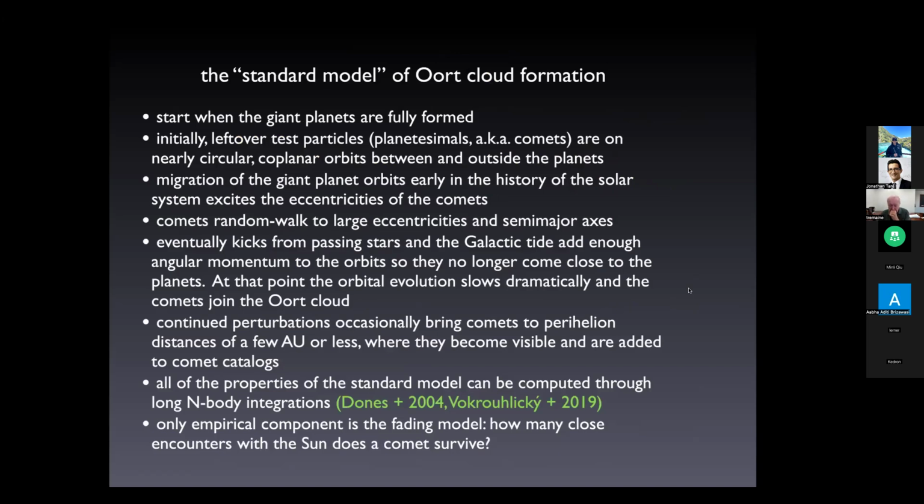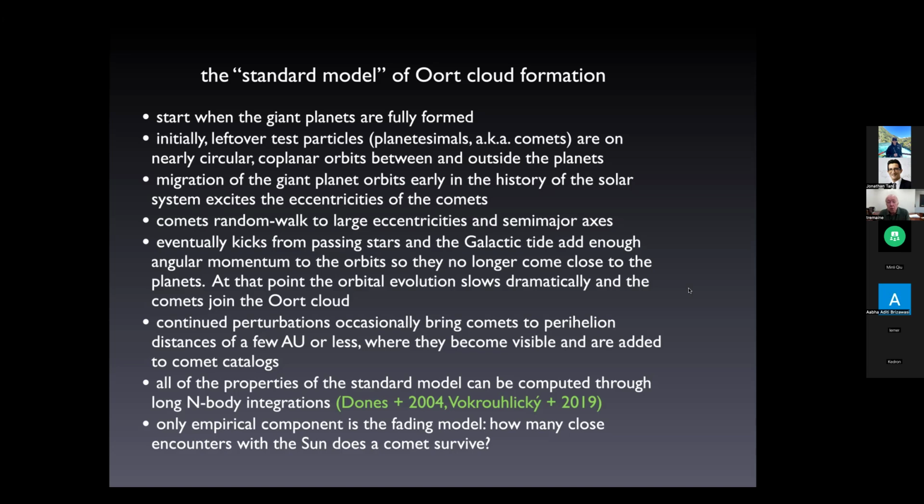So far, I haven't talked about the formation of the cloud, but there's a simple model for how the Oort cloud was formed. This model starts once the giant planets were fully formed, from planetesimals that later accumulated to form planetary cores, which later accumulated gaseous envelopes. But the process of accumulation into the planets wasn't perfect. There were likely to be leftover test particles, planetesimals, on nearly circular, nearly coplanar orbits between the giant planets and outside Neptune.